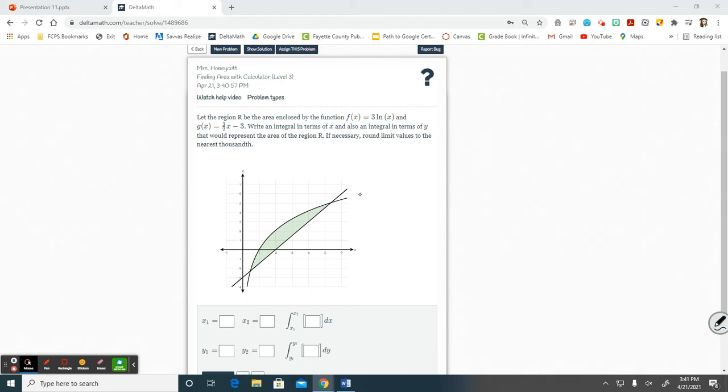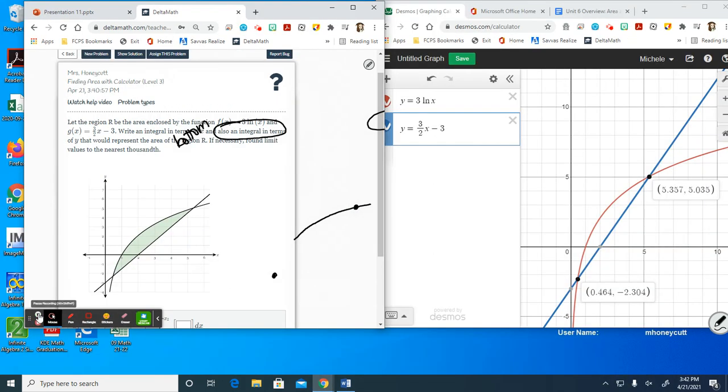To do that, I'm going to need to identify which curve's on the top. So this curve would be on the top, which is the curvy one. So that would be the natural log curve. So this is my top curve, meaning this one would be the bottom curve. So I'm going to need to know these intersection points, and I'll find those by graphing with Desmos. And as I look over here, it says round the limit values to 3 decimals.